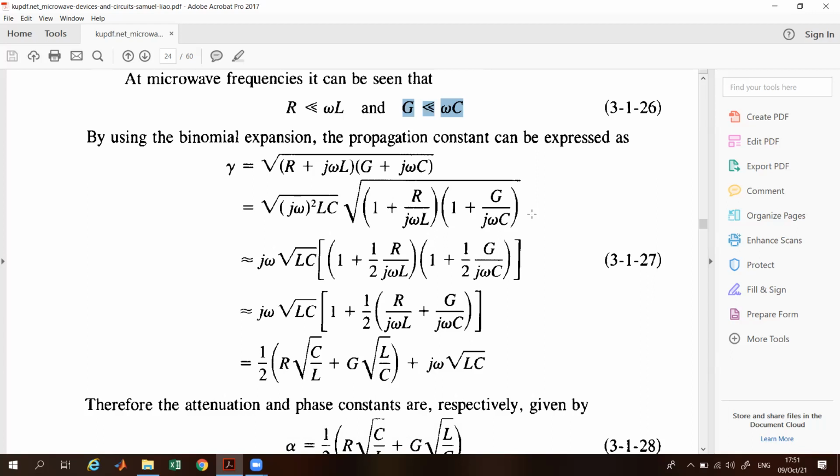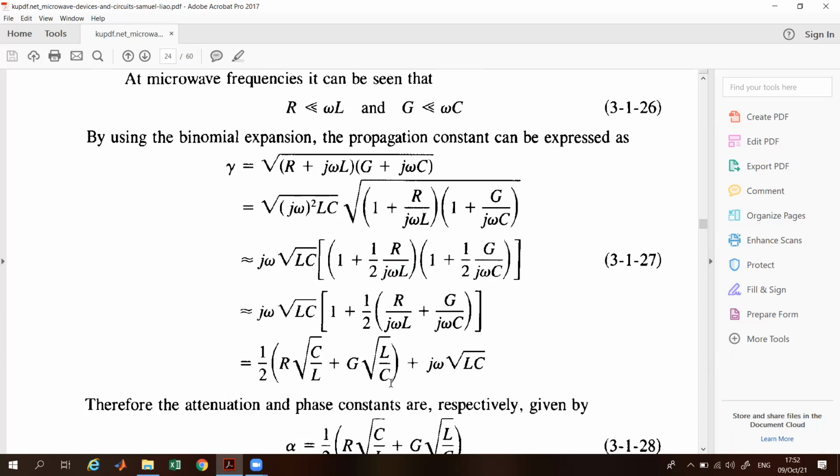Now if you multiply these two, the answer will be this, ignoring the factor that arises when you are multiplying these two parts. The reason it is ignored is due to these conditions. If R is less than omega L and G is less than omega C, then the factor which has both R divided by j omega L and G divided by j omega C is very small. So we ignored that part here.